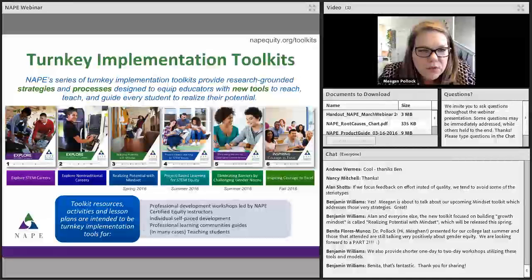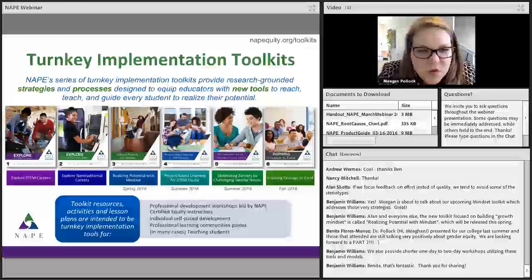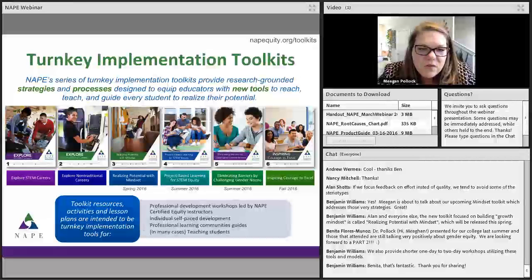So what I want to wrap up the toolkit slide with is that these toolkits are designed for several purposes. The first purpose is that they are the curriculum for the professional development workshops that we lead across the country, led by certified equity instructors. But they are also designed for individuals to do as a self-paced personal development tool, so that you can read through them and do the activities and reflect and learn. We certainly encourage opportunities for everyone to participate in professional development because it heightens your ability to learn and engage and reflect and discuss. But we realize that that's not always an option.